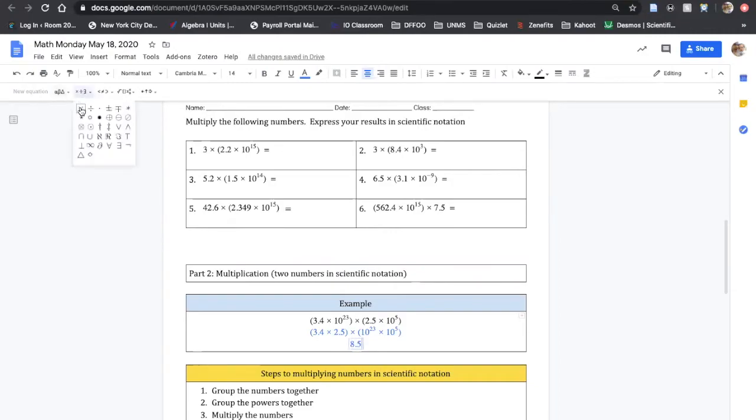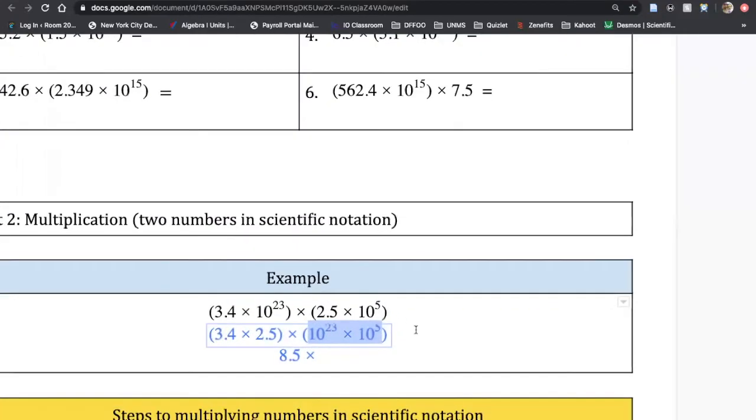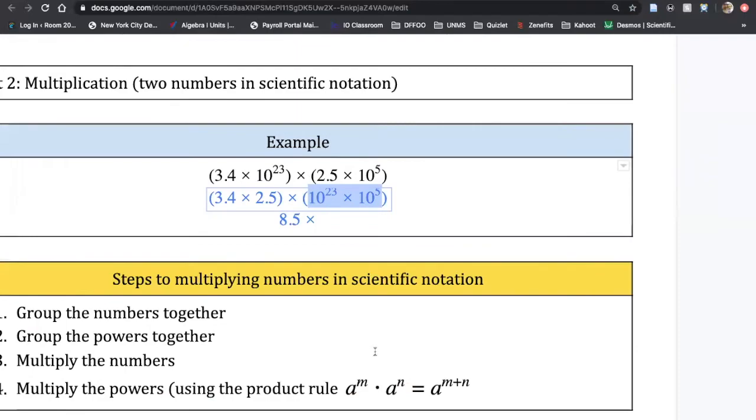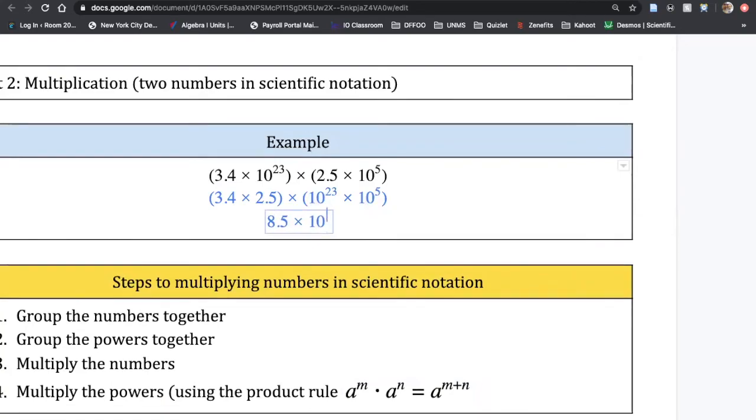Now, if you remember what we did last week with the rules of exponents, this is where the product rule comes in handy. So remember, if you have the base being the same, it tells me I need to add the exponents together. So over here, the base is going to stay the same. The base in this case is going to remain 10, and my exponent is going to be 23 plus 5, or 28, right? And that's it.